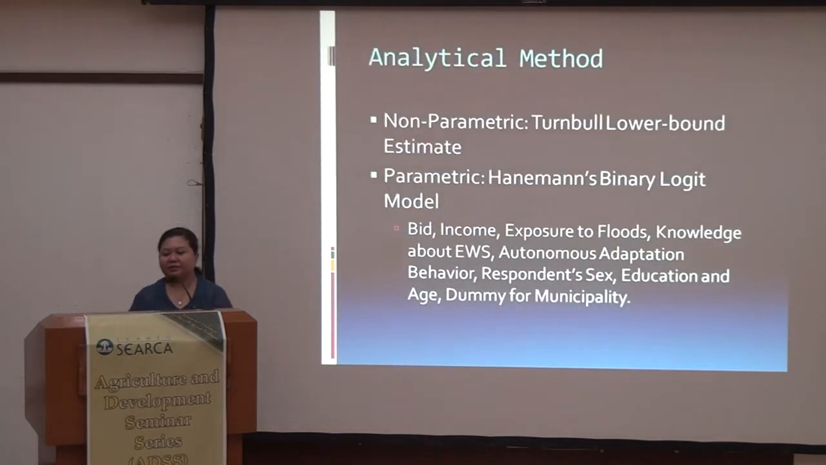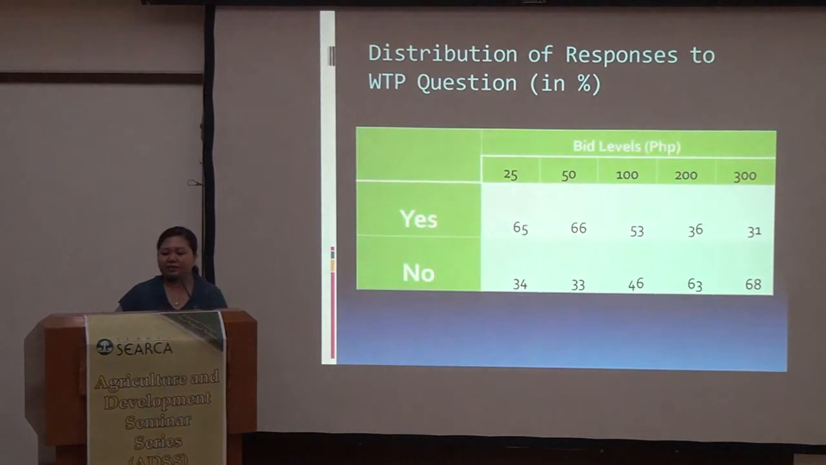For the analytical method, we use non-parametric and parametric estimation, specifically the Turnbull lower bound estimate and Hanemann's binary logit model, which is an econometric approach. The bids are [unclear], exposure to floods, knowledge about PWS, autonomous adaptation behavior, the sex of the respondent, education and age, and some dummy variables for municipality.